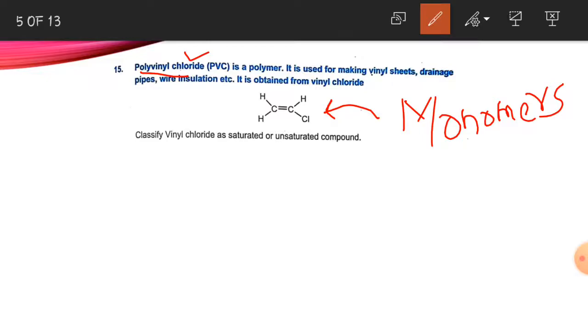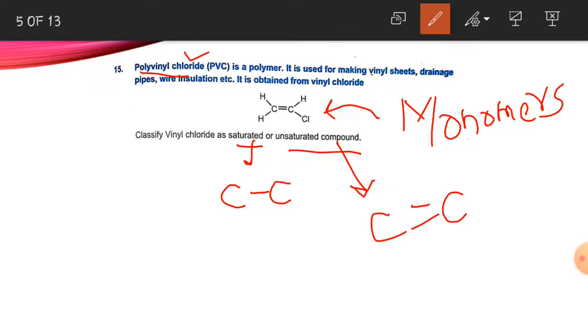We have to classify it as saturated or unsaturated. We have talked about it before that all the saturated hydrocarbons contain single bonds. All the bonds that are present between 2 carbon atoms are single bonds. However, in unsaturated compounds, at least one of the carbon-carbon bonds is a double bond, or at least one of the carbon-carbon bonds is a triple bond. So since this structure has a double bond, it is an unsaturated hydrocarbon and it is an alkene.